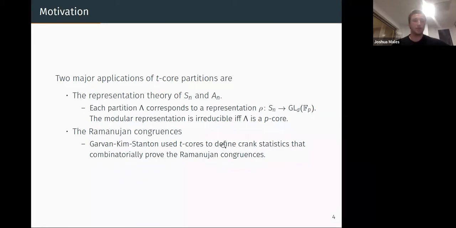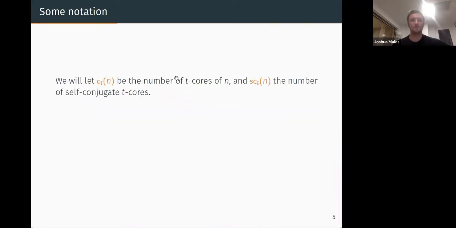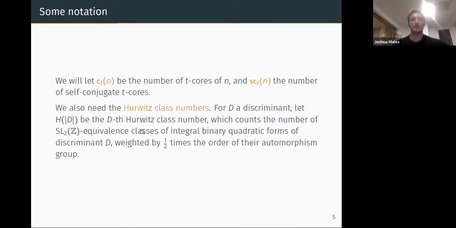Okay, so you say, Josh, that's great, we can define all this stuff, but do they exist? Well, first, let's let c_t(n) be the number of t-cores of n, and then we stick an s in front if it's self-conjugate. So the main thing we concentrate on is sc_7. We'll also need these Hurwitz class numbers. If d is a discriminant, we let H of mod d, which for us will always be positive, be the d Hurwitz class number. What does this do? As everyone knows, this just counts the number of SL2 equivalence classes of binary quadratic forms, weighted by some automorphism group.